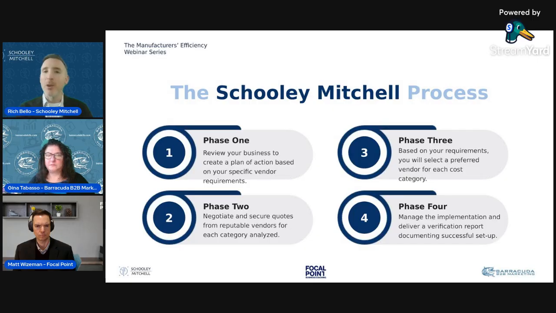And then the last part is, if they do decide to move forward with one of our recommendations, we'll be right there by their side throughout the implementation process. We'll do most of the work on their behalf and get things up and running for our client as quickly as possible.